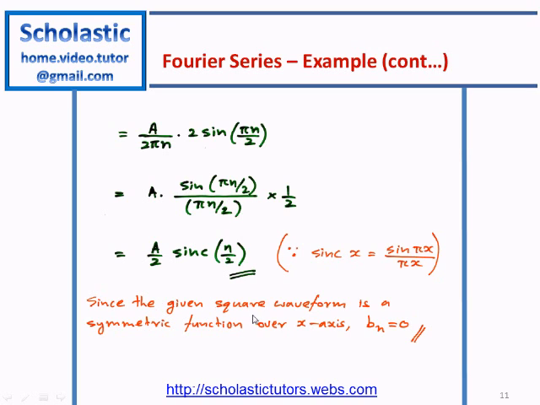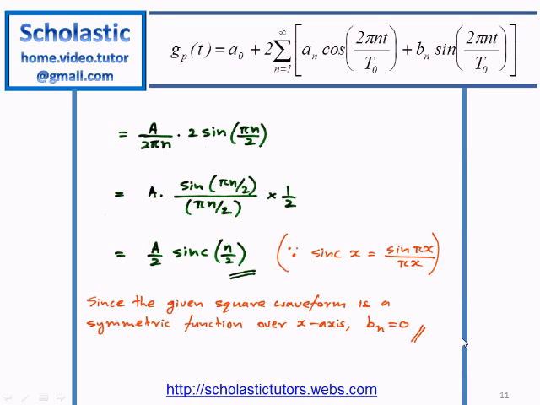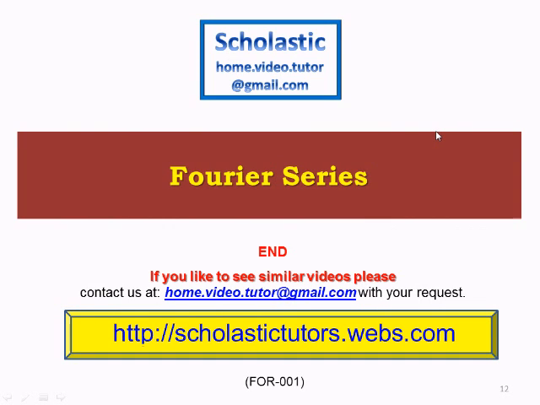And since the given square waveform is a symmetric function over the x-axis, Bn is 0. So what we did so far is actually calculate the values of a0 and an, and the value for Bn equals 0 for this particular expression. That is the answer to this Fourier series expansion. Thank you.